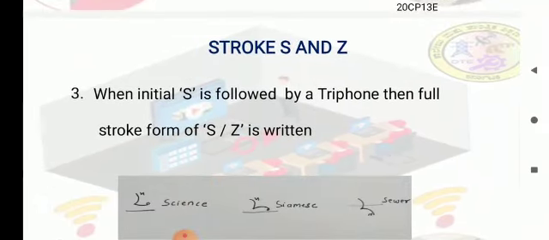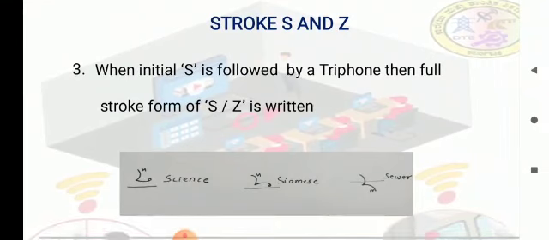Then the next rule. When initial S is followed by a triphone, then the full stroke form of S or Z is written. So what do you mean by that? When there is a triphone which immediately follows initial S. What do you mean by initial S? The word starts with the sound of S. Then remember that whenever there is an initial S, if a triphone appears immediately, then you have to write the stroke S instead of circle S.